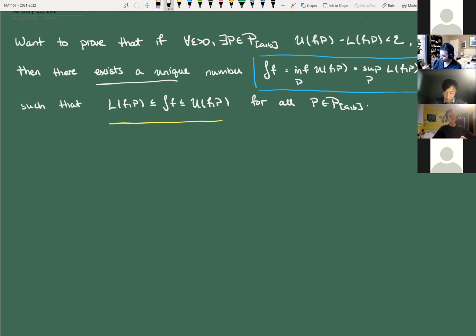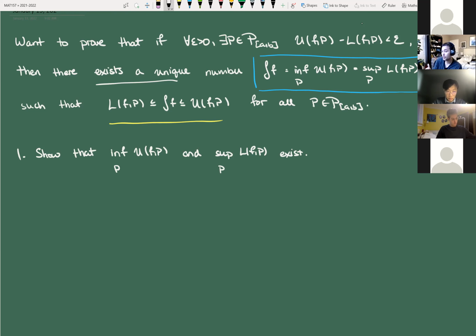So first thing we need to prove that, or here, maybe let me write this in steps because there's so many things we have to prove. So first, let's show that the inf of U(f,P) over partitions P and the sup of the lower sums exist, right? And to show that, we're just going to show that the set of all upper sums is bounded from below, and the set of all lower sums is bounded from above.